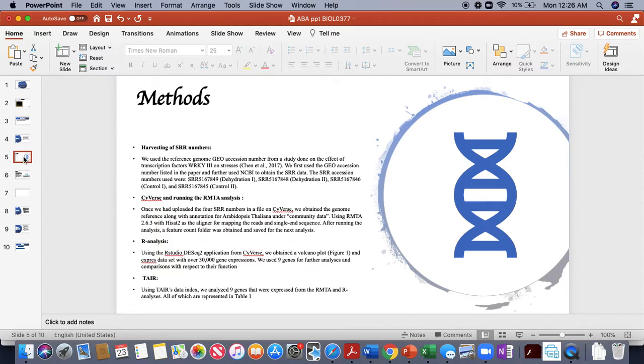So here I'm going to explain the methods. First, we used reference genomes to get the SRR numbers from the papers. Second, after getting the SRR numbers, we uploaded them into a program called Cyverse and ran an RNA-seq analysis. After that, an R analysis was performed using RStudio and DESeq2, and we obtained a volcano plot. Nine genes were analyzed using the RNA-seq data. From here, Fatma is going to explain it.